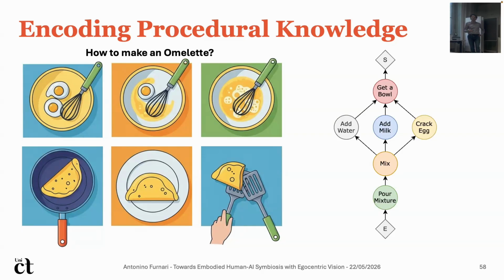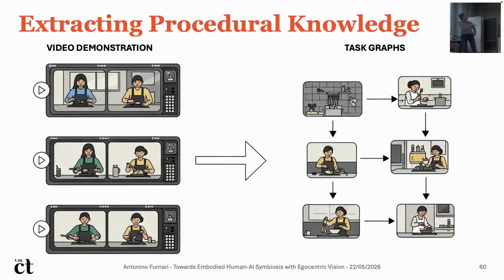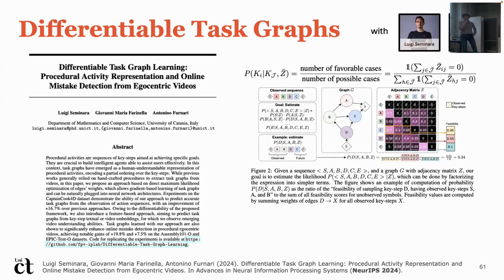What are likely orders and what orders are not likely. And the first thing that we ask ourselves is whether we can extract this kind of structured representation directly from video. The idea is that you have a set of videos and you want to obtain this kind of task graph. We have a work on that.